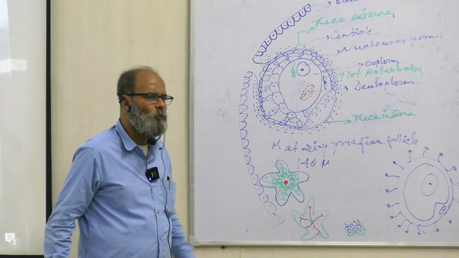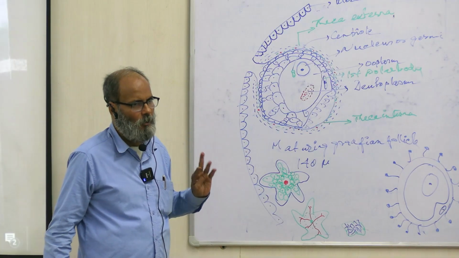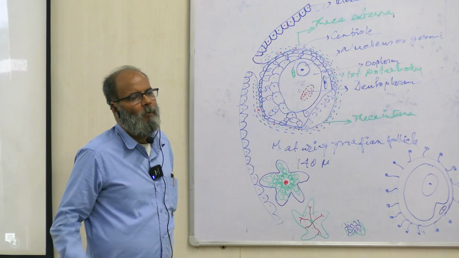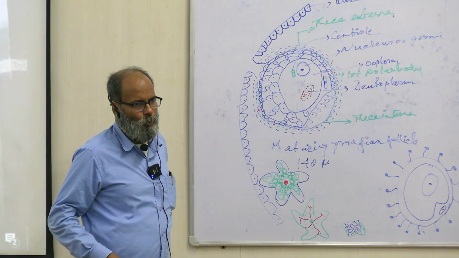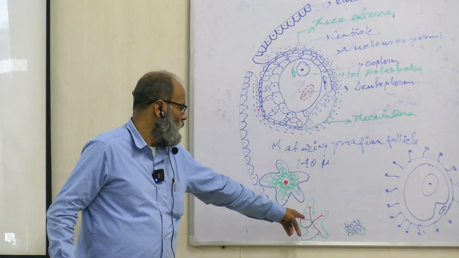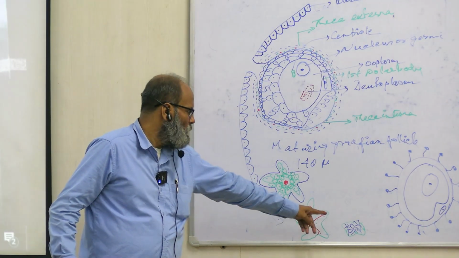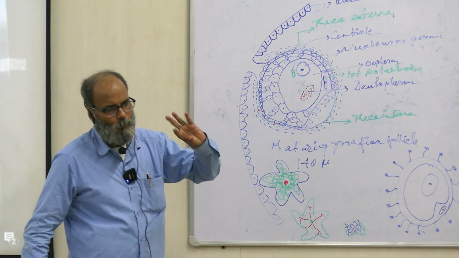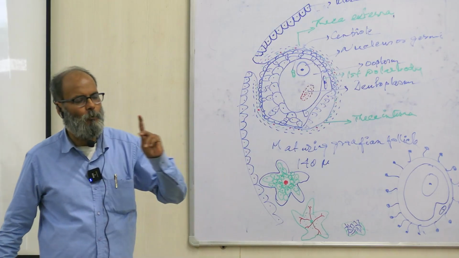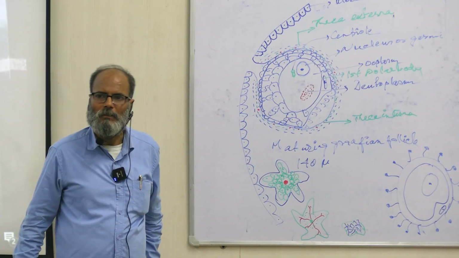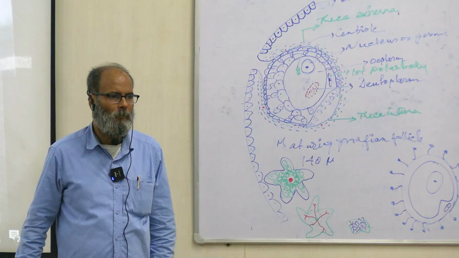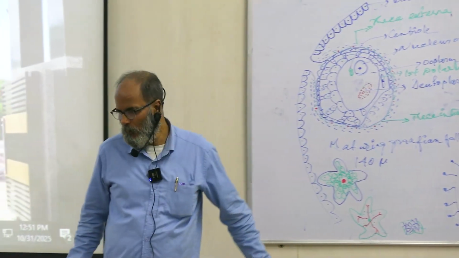It remains for around 90 days, 3 months, to supply the steroidal hormone to the developing fetus. And when the pregnancy doesn't occur, it transforms into a whitish fibrous body known as the corpus albicans. Got it?